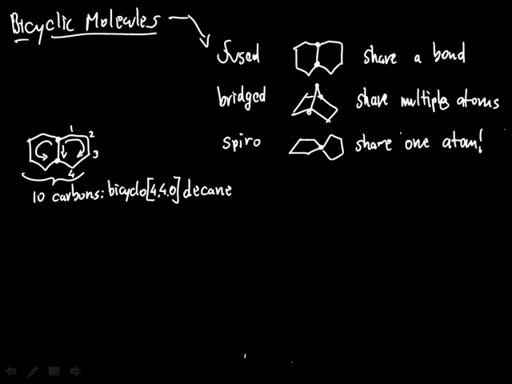Another example would be a bridge system, which is this, again, bicyclo. We count the number of carbons, and this is 7, so this is heptane. And now we go along the branches. This branch has 2 carbons. This branch has 2 carbons as well. And finally, this branch has 1 carbon. So this is a bicyclo 2,2,1 heptane.